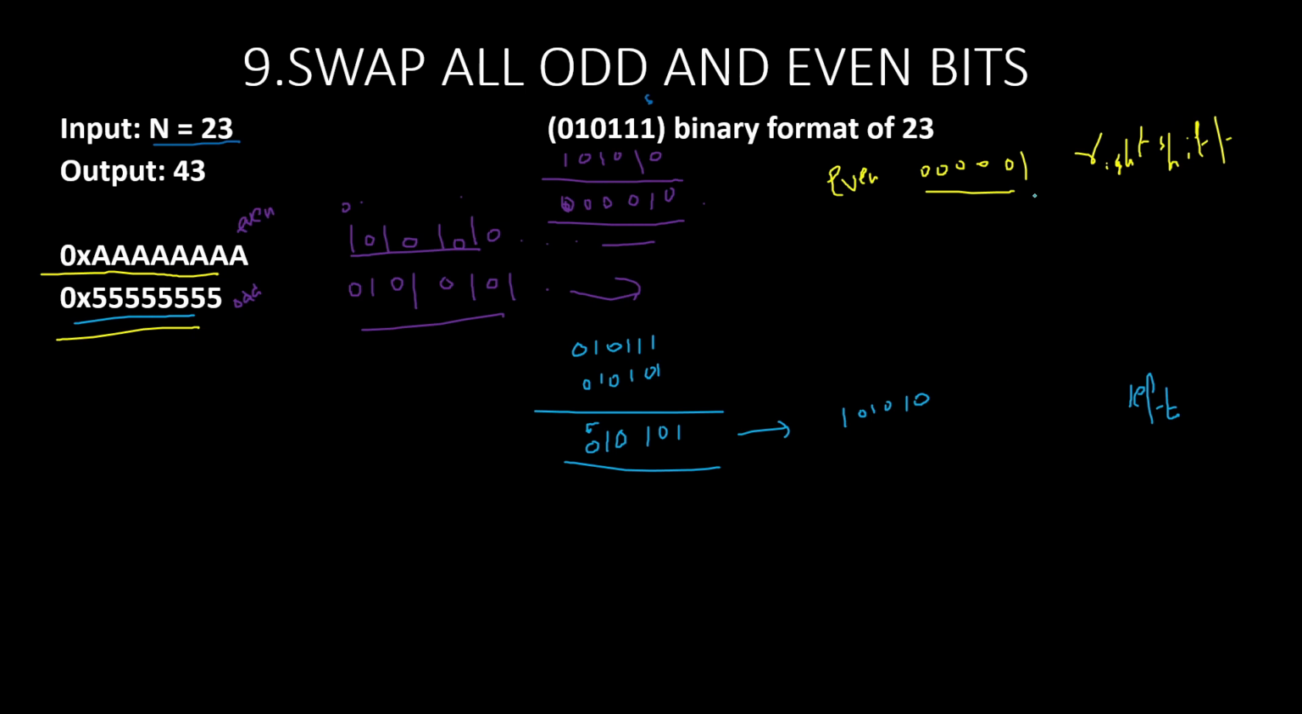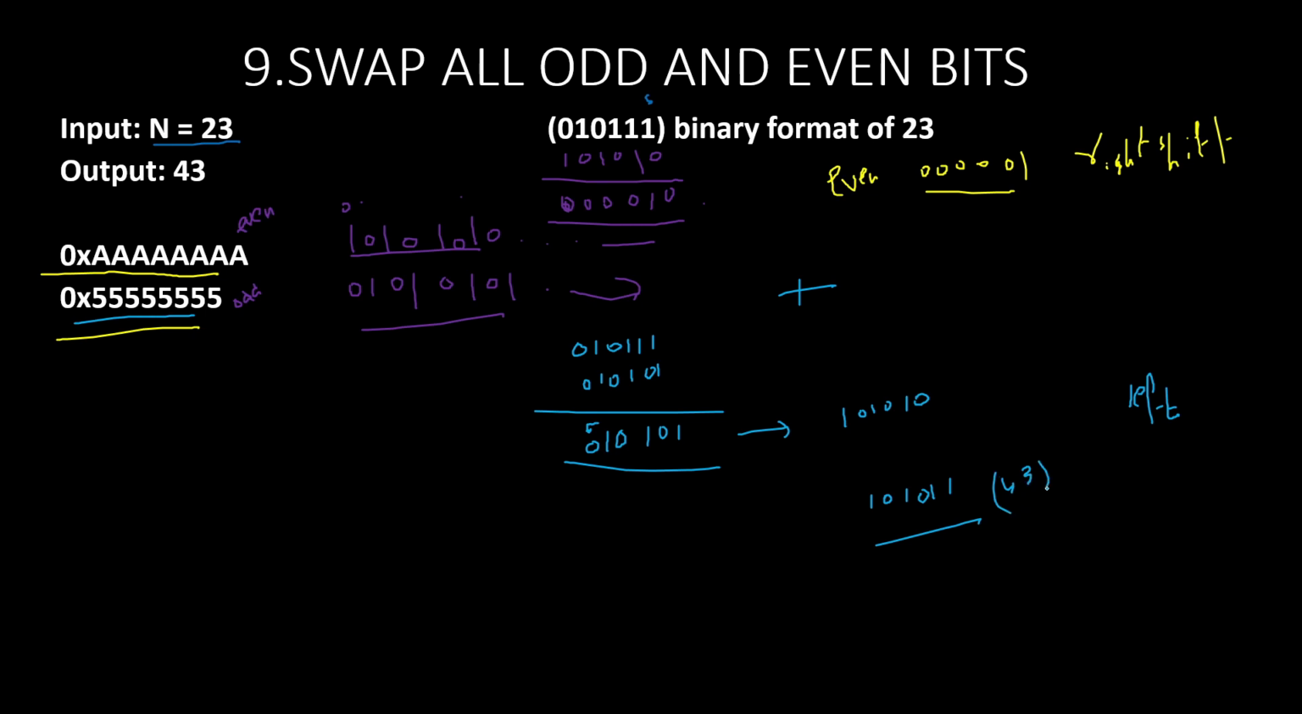Now after doing the left shift and right shift above, we have to combine these values. We do an OR operation between them. In between this, we get 10, 10, and 11, and this will be equal to 43. So this is the approach to this question.